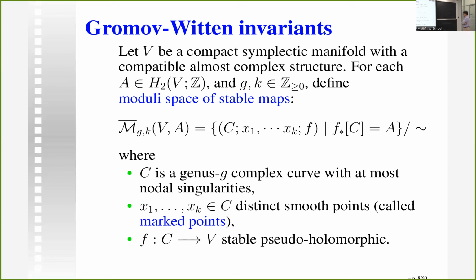Each element in this moduli space consists of three parts. The first part, C, is a genus g complex curve with at most nodal singularities. The second part is a set of k distinct smooth points on C, which are called marked points. And the third part, of course, is a stable pseudo-holomorphic map from this curve C to the symplectic manifold V. And we require the homology class of this map to be equal to A. So that's the moduli space of stable maps.